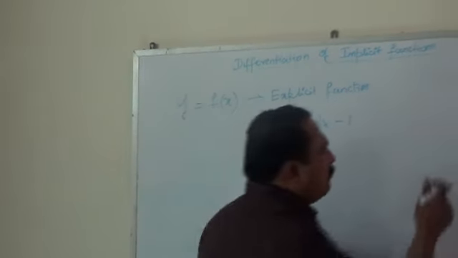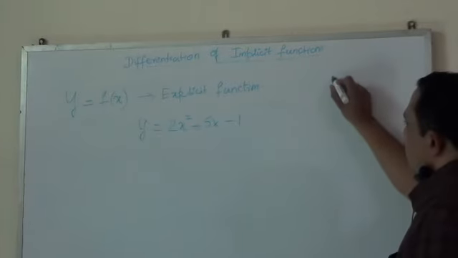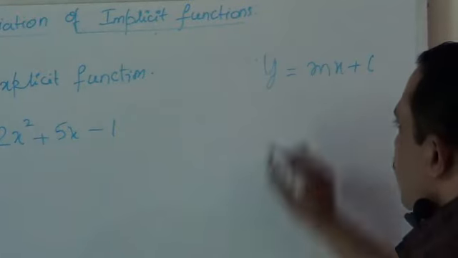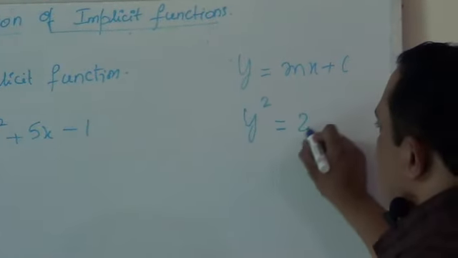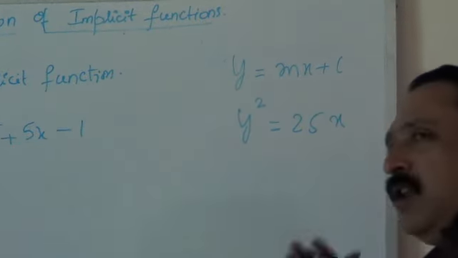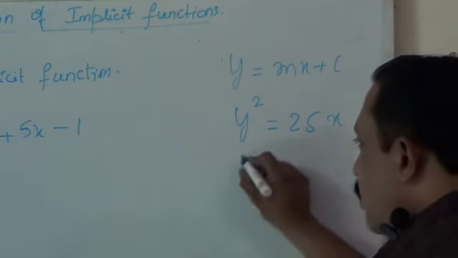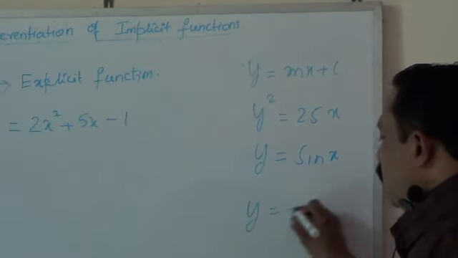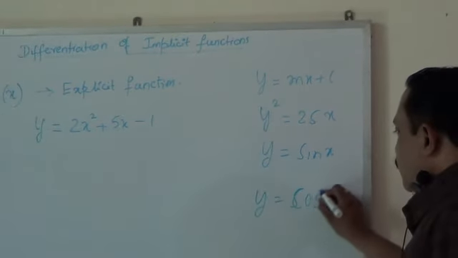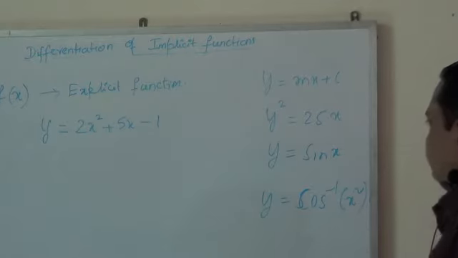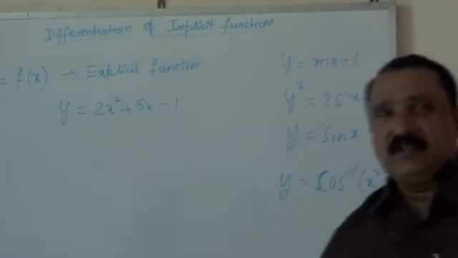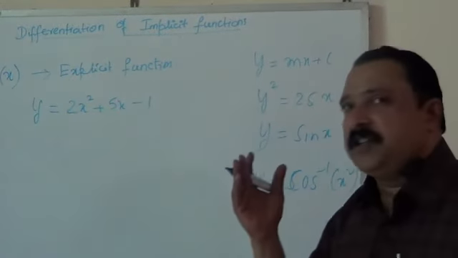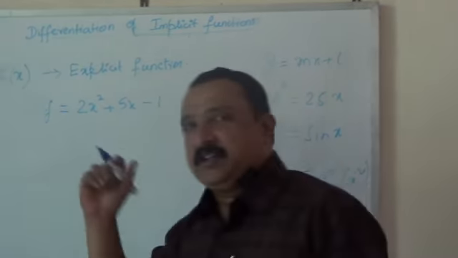We can give plenty of examples for explicit functions. Say y equals mx plus c, y square equals 25x. These are all explicit functions. Or even a function of the form y is equal to sin x, y is equal to cos inverse of x squared. These are all explicit functions. But in calculus, we also come across certain functions which are not explicit in nature.